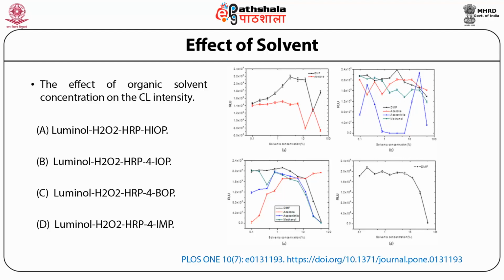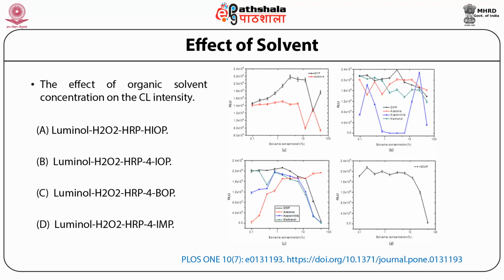In second case, you can see a very erratic effect of organic solvent concentration on chemiluminescent intensity. For example, using DMF, you can see an up and down in fluorescence intensity. Using acetone, again, up to some concentration, many ups and downs have been seen, and then slightly a plateau has been seen. In the third graph is the effect of the four solvents on luminol, hydrogen peroxide, HRP, BOP system. And we can see different solvents have different effect.